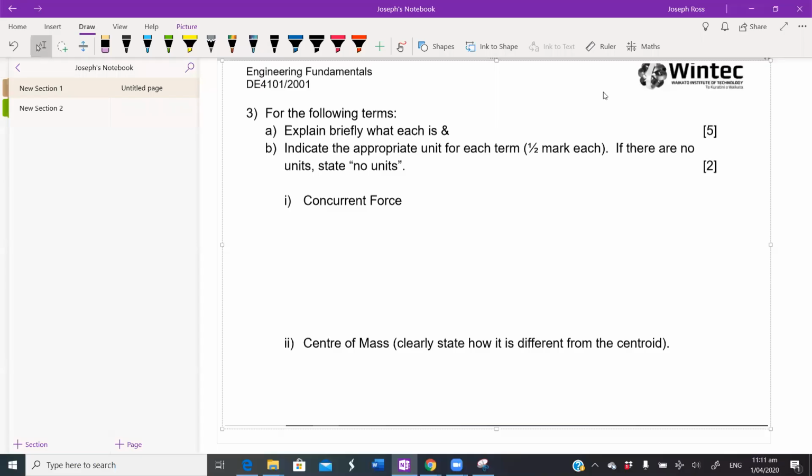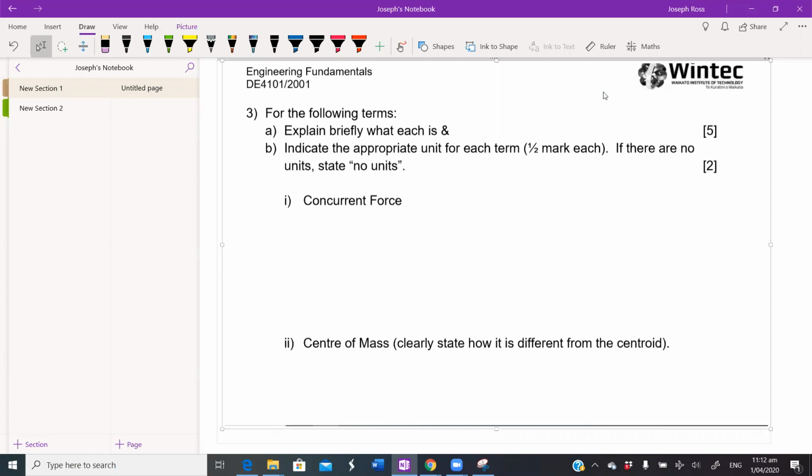Okay, definitions. For the following terms, explain briefly what each is and indicate the appropriate unit for each term, half a mark each. So if there are no units, state no units. So firstly, what is a concurrent force?